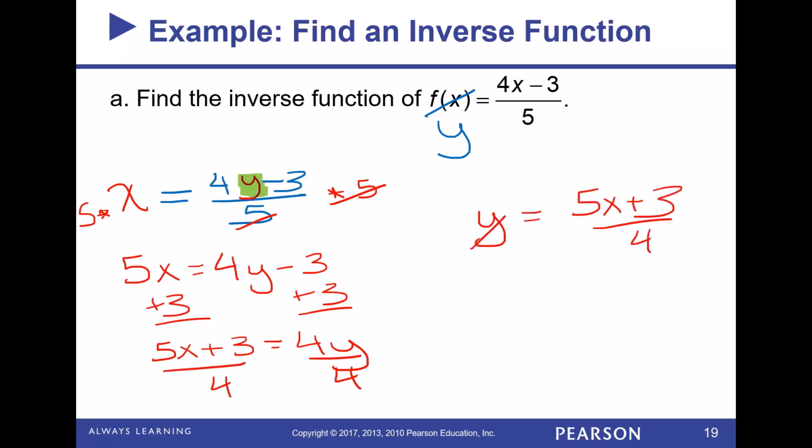And again, I'm just going to no longer make that y. I'm going to change it to the inverse of my function there. And again, you can leave it as this really pretty big fraction. That's perfectly fine.